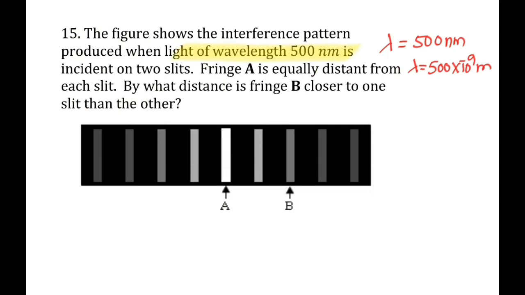Let's see one more problem, how to solve this one. The figure shows the interference pattern produced when light of wavelength 500 nanometer, so we convert that into meters. Fringe A is equally distant from each slit. That means fringe A is the center fringe. It's the center bright fringe.